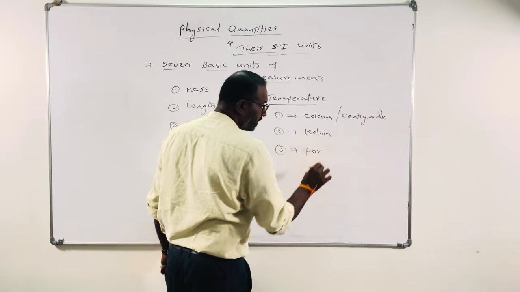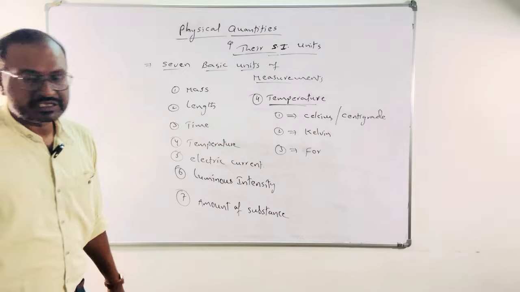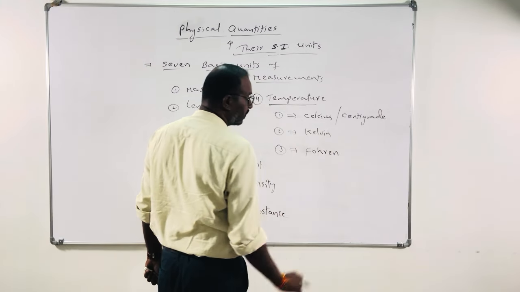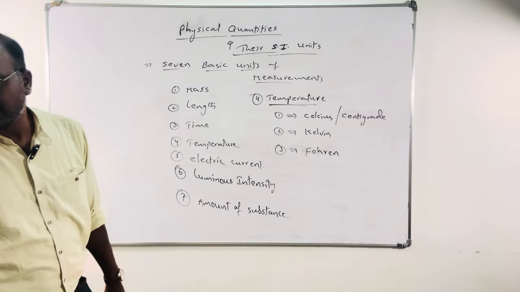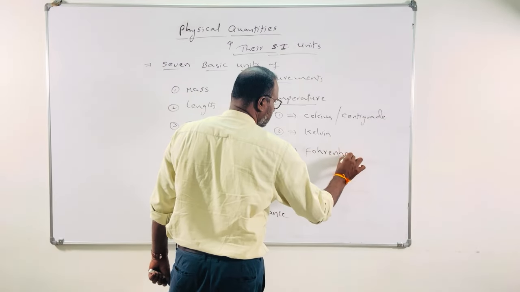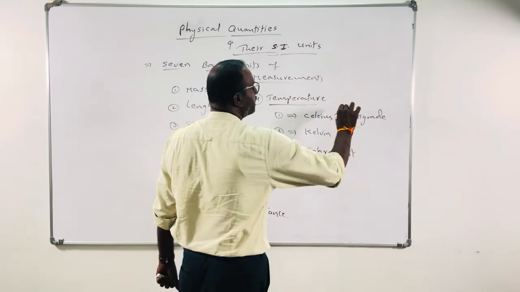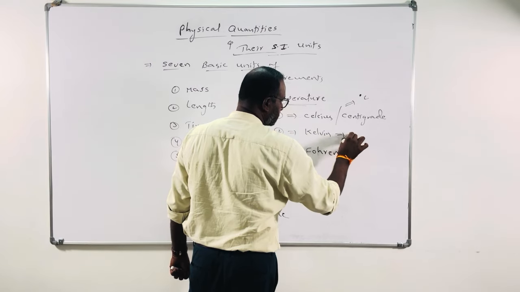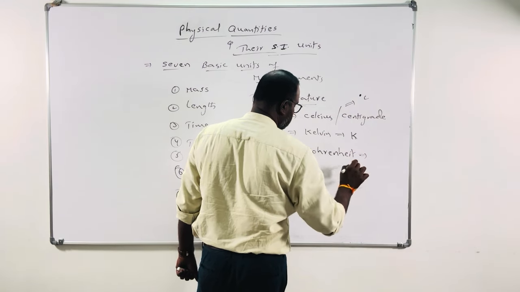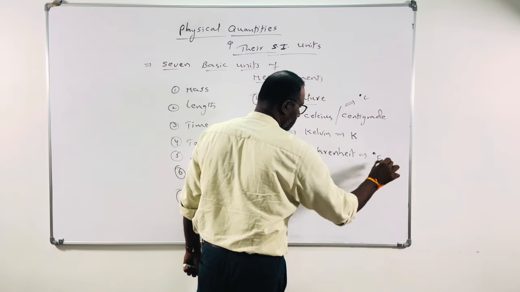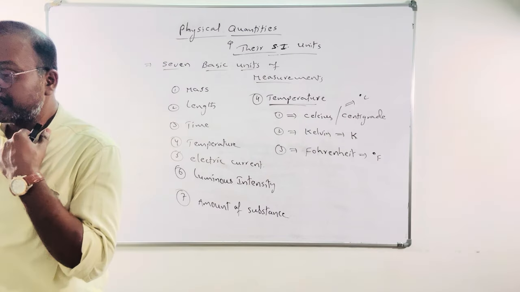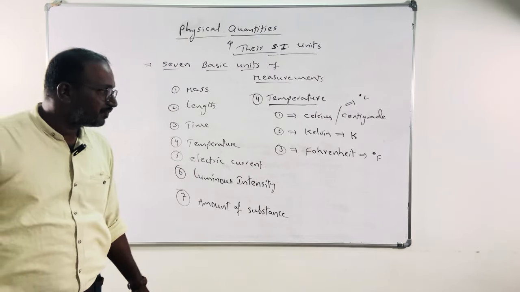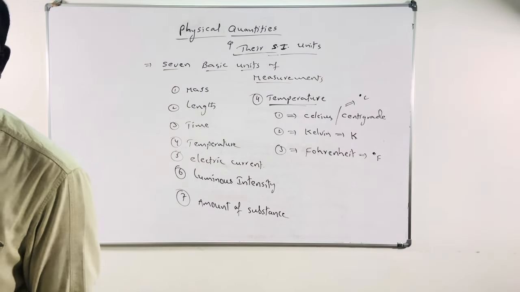It is called Fahrenheit. Celsius is represented by degree C. Kelvin is represented just by K. We should not write degree for Kelvin. And Fahrenheit is degree of F. Centigrade will be measured in degree C, Kelvin just in K, and Fahrenheit in degree F.